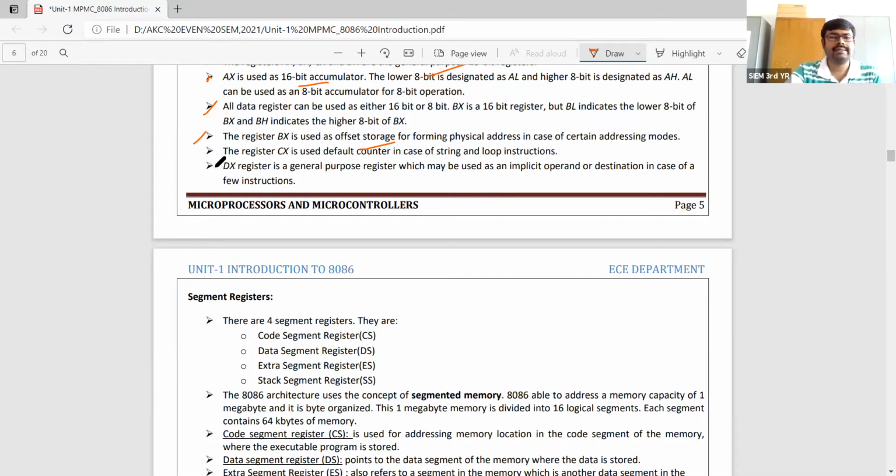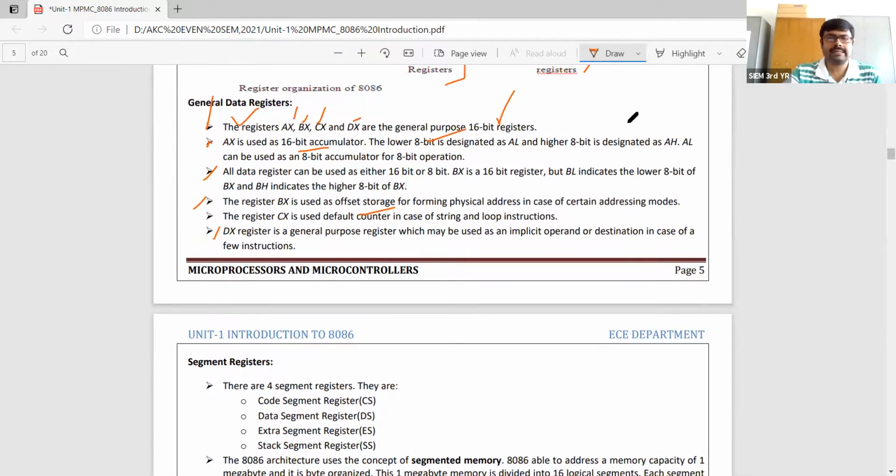Next point, the DX register is a general purpose register, which may be used as an implicit operand or destination in case of a few instructions. Implicit operand means a dedicated type of operation will be used. Again, I am repeating, for the general data registers, what are the different tasks for the different purposes we are getting.